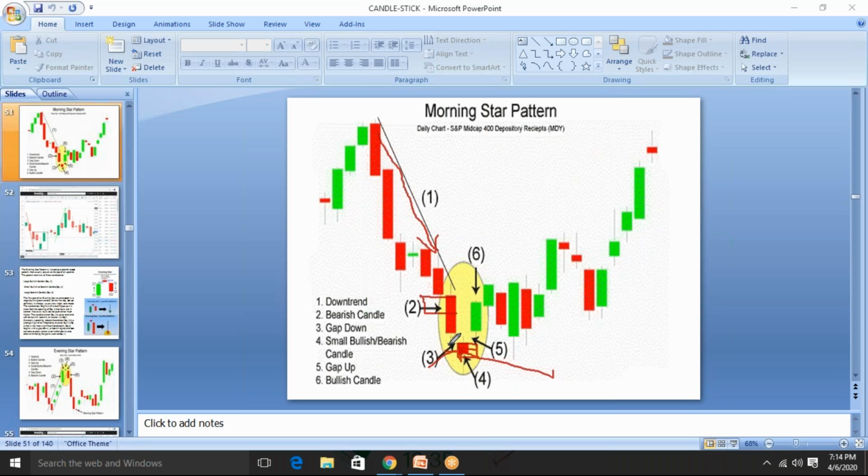The length of this candle should be small, and clearly the opening of this candle should gap down. The closing of the previous candle was right at this level, and the opening of this candle is right at this level. This is the fourth condition. And in the next candle, one green candle should be available, with a gap up opening.